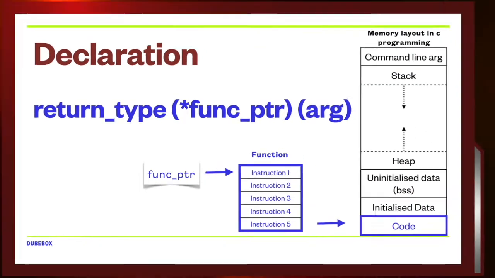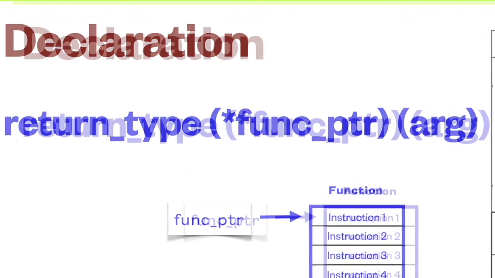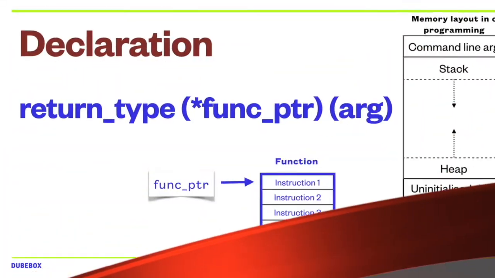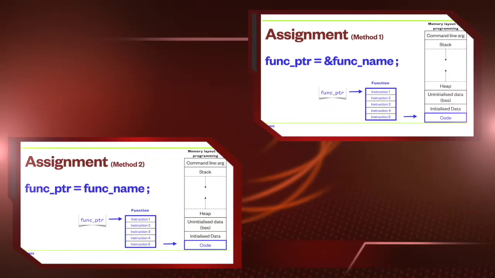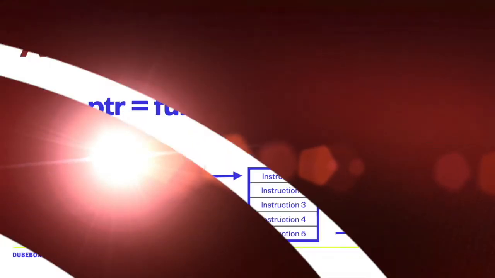Let's see the declaration first. In declaration, we need to take the return type of the function, the pointer name with the asterisk operator, and the data types of the arguments. Next, we'll see how to assign the address of a function to a function pointer. It can be done in two ways. First way, using the ampersand operator. Ampersand will give the address. Second, without using the ampersand operator, the function name itself will give the start address of the function. So directly we can assign the function name to the function pointer.